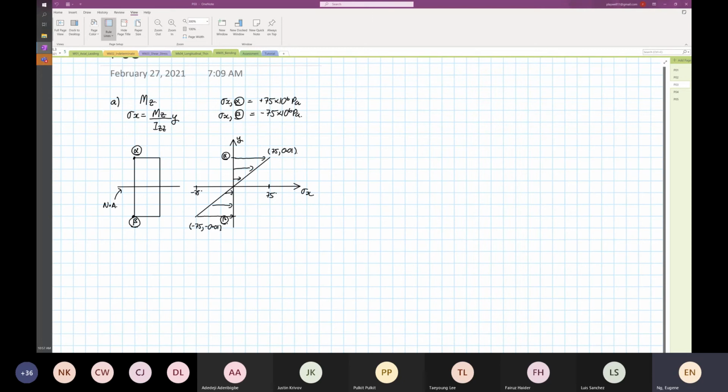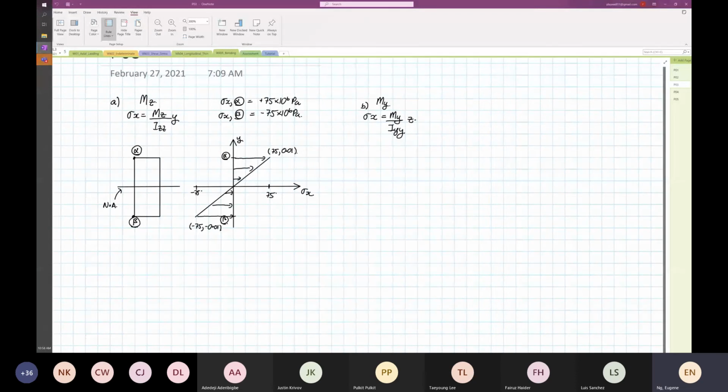Now if we look at B, B is about the My axis. We are still calculating stress x. Now it is equal to My over Iyy multiplied by z. Then we label them, and I'm still going to draw the same way.